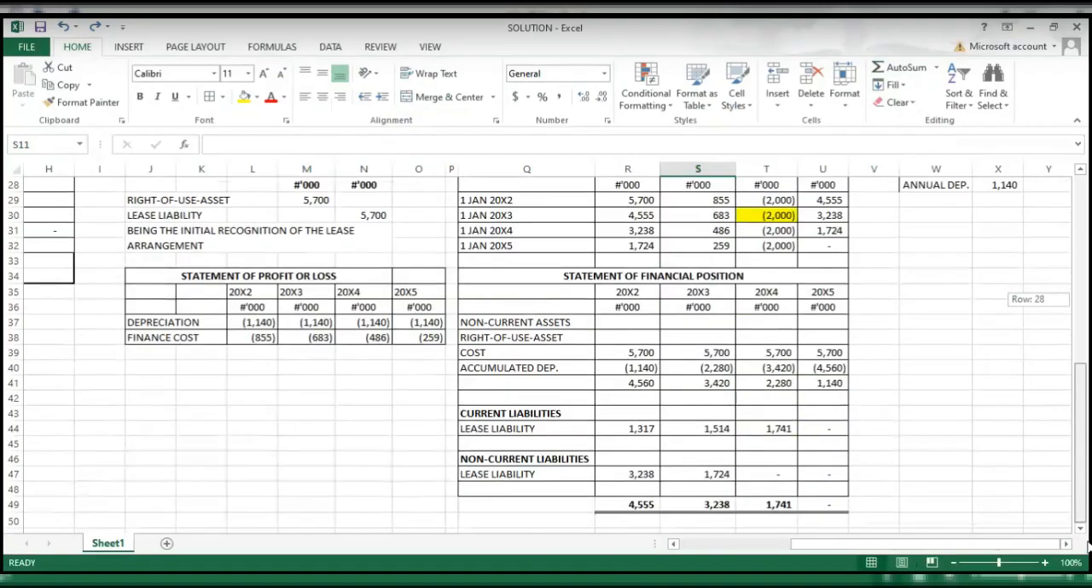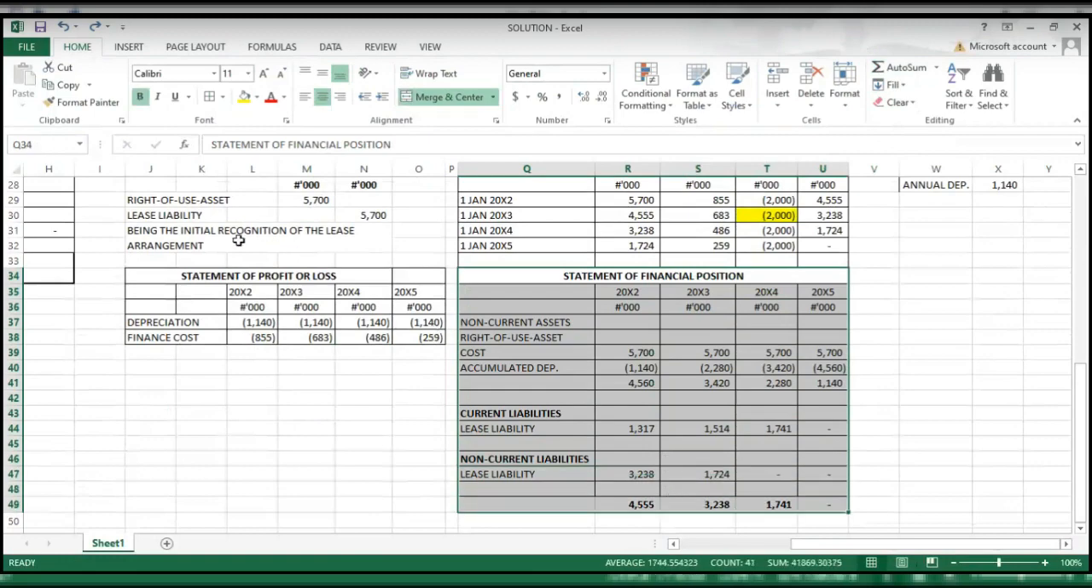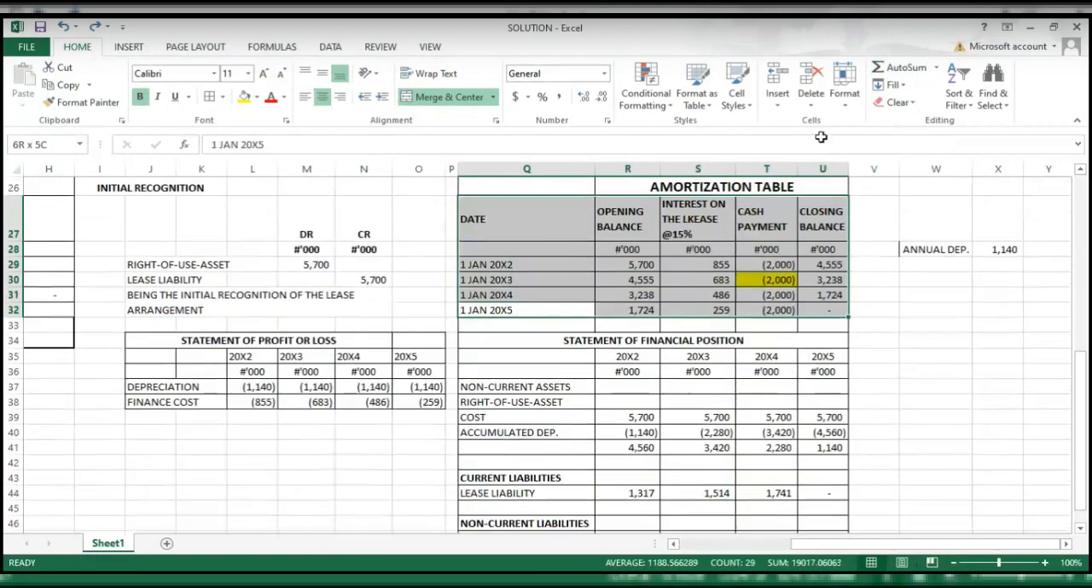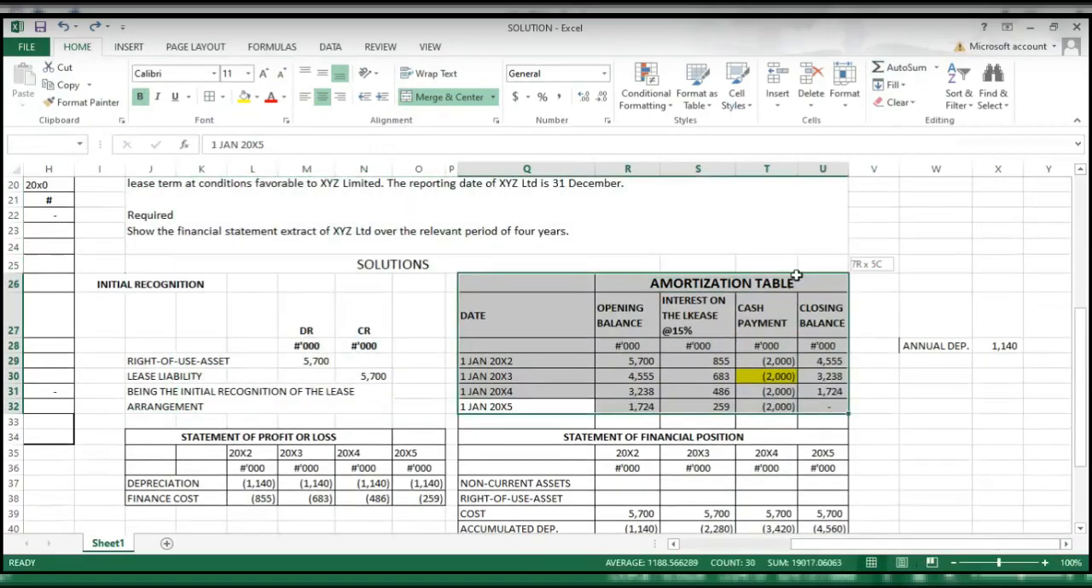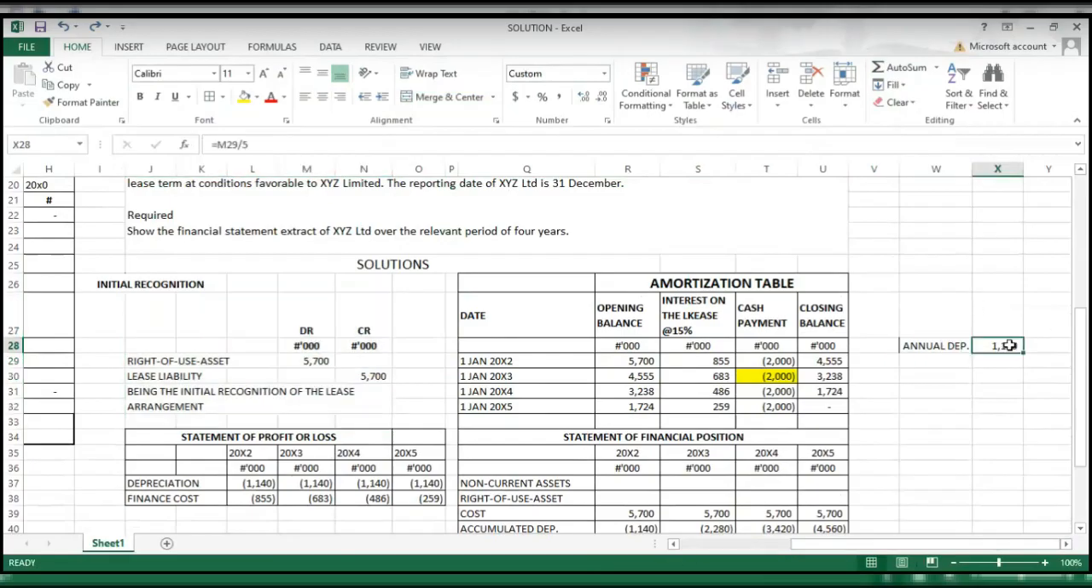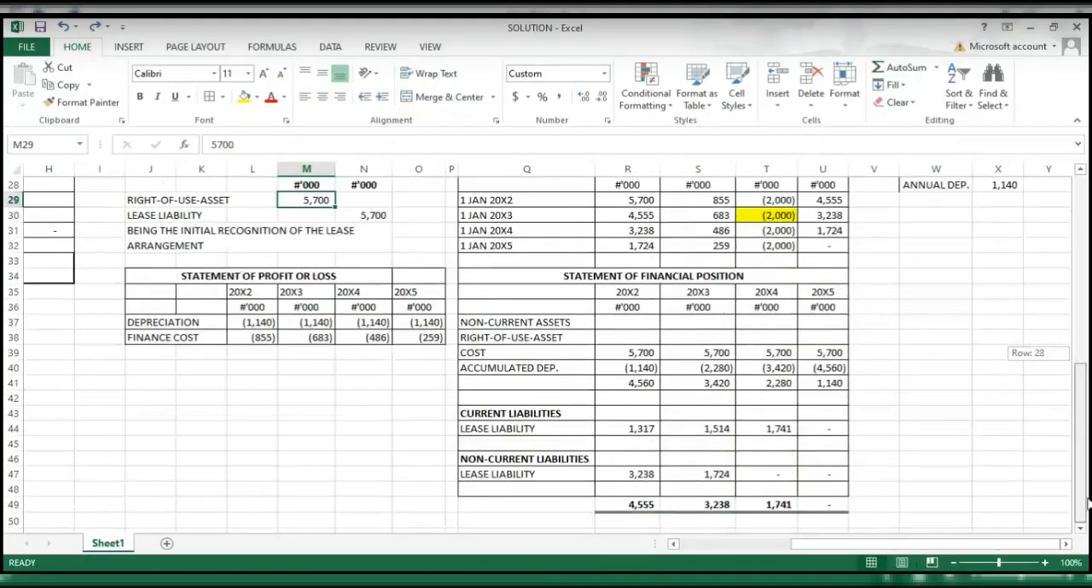So you can see the statement of financial position. This is it. Statement of profit or loss. This is this. The amortization table is done here. And the journal for recognizing the right of use asset is done here. And this is where we did our depreciation computation, that is, the value of the right of use asset spread over 5 years, divided by 5. We have it here, and we have the question here. So let's move on.